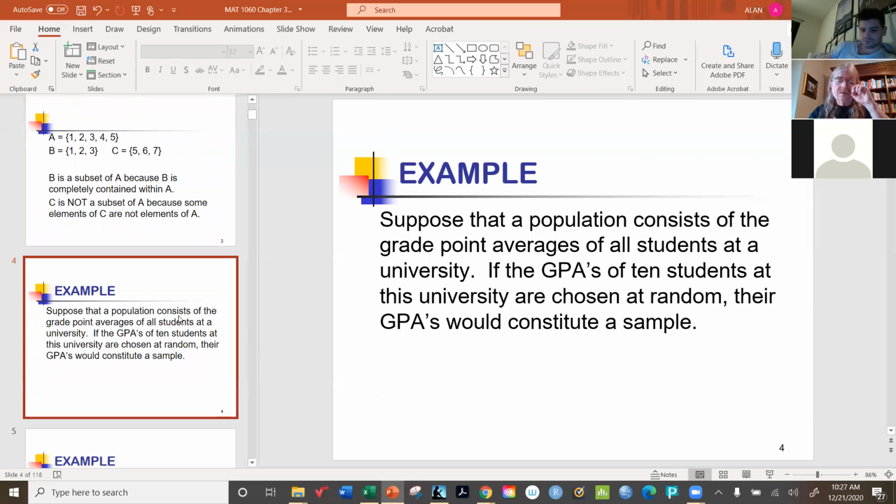All right, so some simple examples of these. Let's say that there's a large university that wants to understand what's going on with the GPAs of their students. They may not have time to look at all of them, so instead they pick 10 at random. And if they're really randomly chosen, their GPAs should reflect the overall student body, which would constitute the population here.